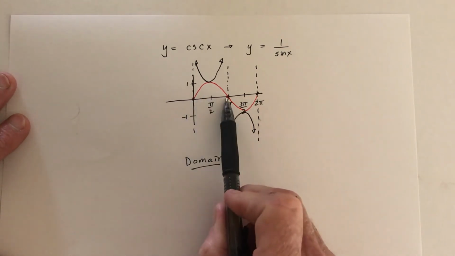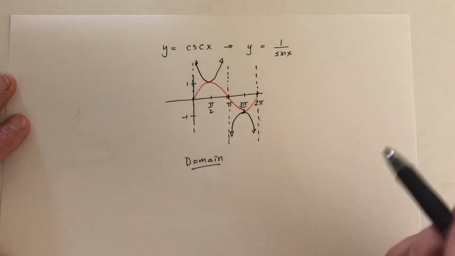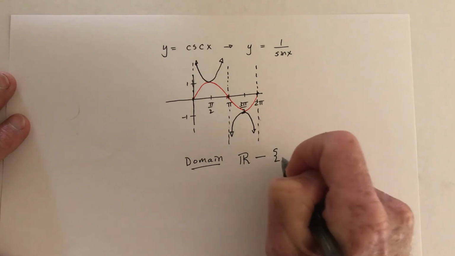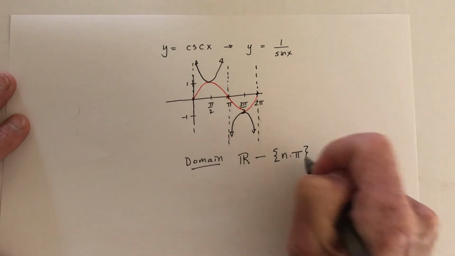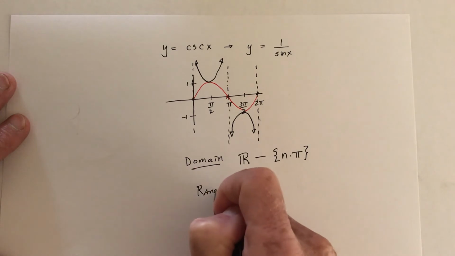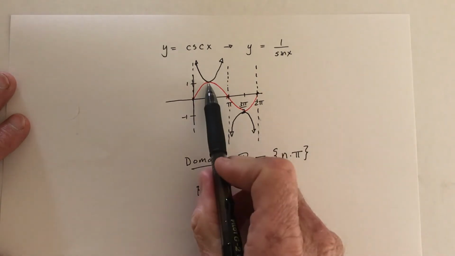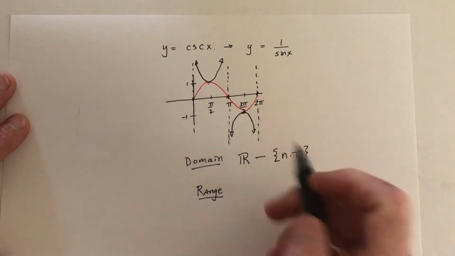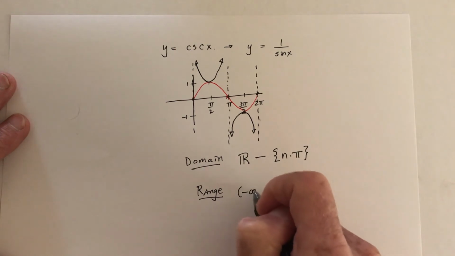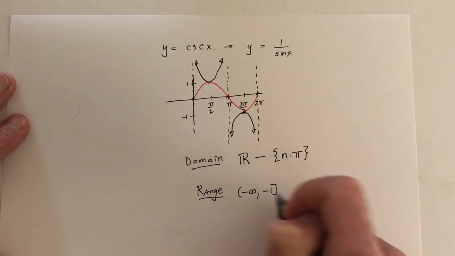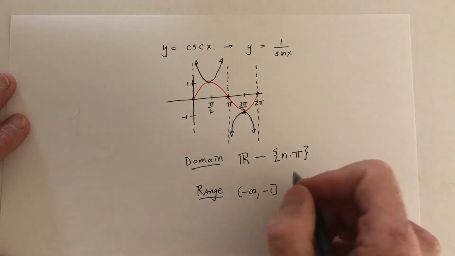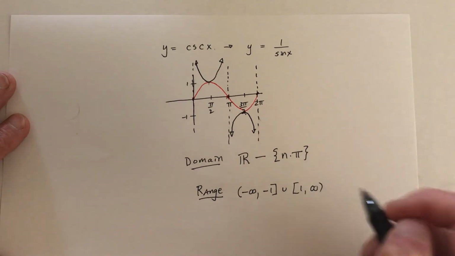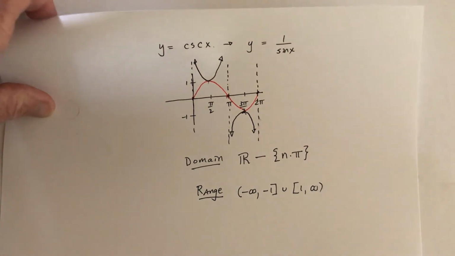Well, at 0 and 1 pi and 2 pi and 3 pi and 4 pi, it's going to be undefined. So it's going to be all real numbers except multiples of pi. And the range is going to be the same as last time, because this is going to go from 1 up to infinity, and this is going to go from -1 down to -infinity. So -infinity to -1, and it does include -1 right there. Union from +1 to +infinity. All right, those are the basic graphs.